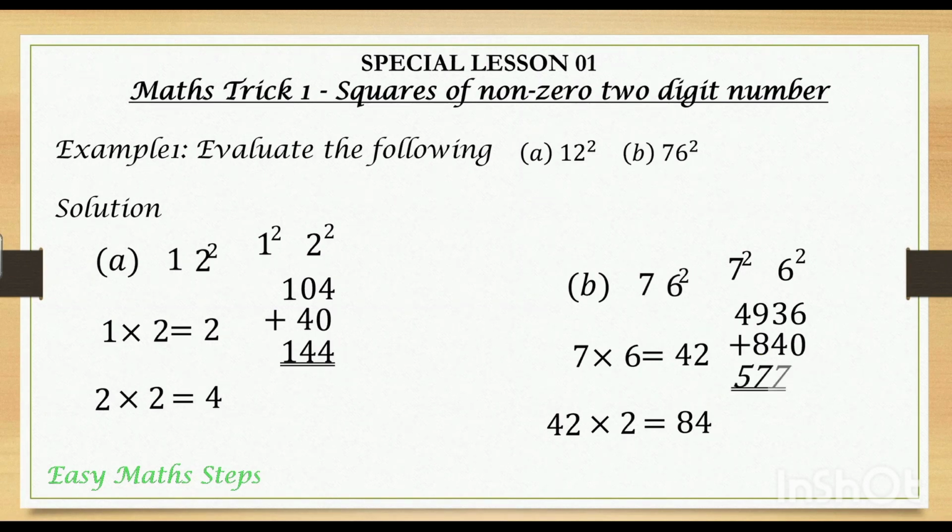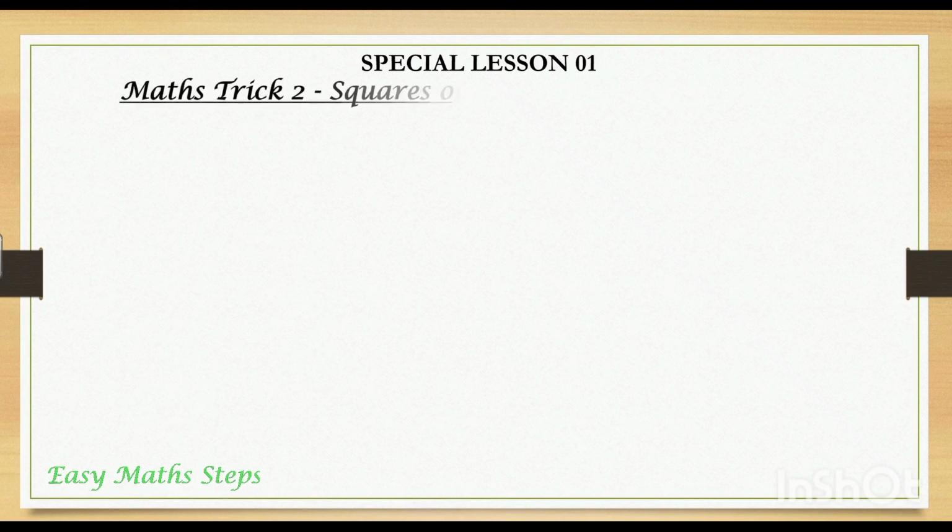So when you add, you have 5,776. That is correct. Use our calculator and check and see how correct our trick is. Very correct. So we do another example, but in this case, we are going to look at trick number 2, and that is square of number that ends with 0.